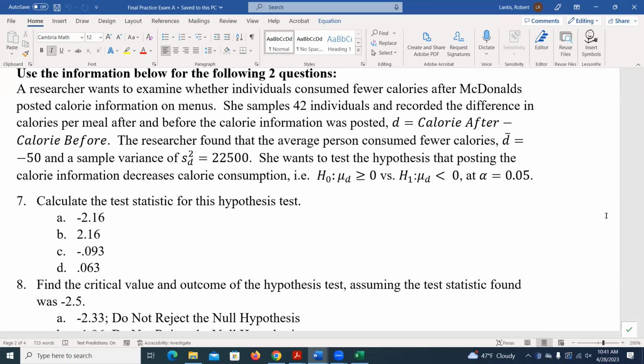So let's say I had before and after time periods, right? So it's the same customers, the same 42 customers. And I find this difference variable: take their after consumption of calories minus their before. I then find the mean of that difference variable. I then find the variance of that difference variable, and I'm using the notation d bar and s squared, the variance of that difference variable.